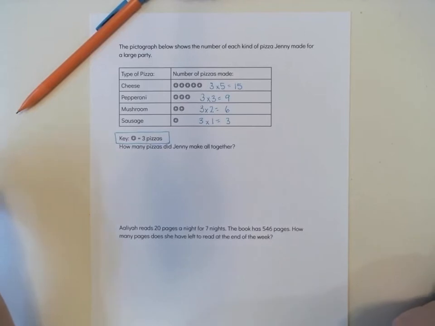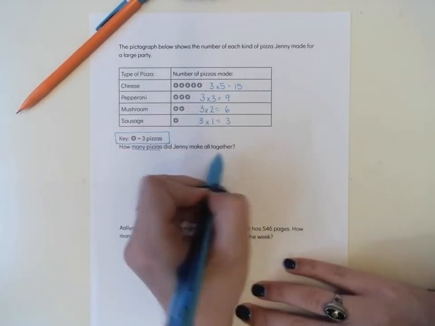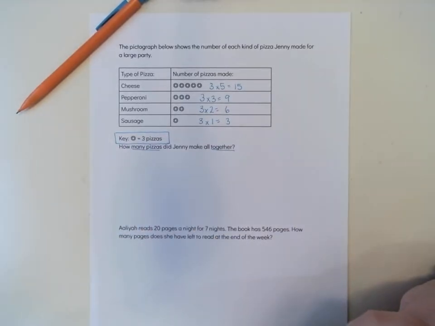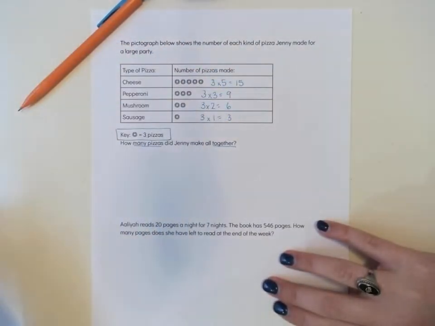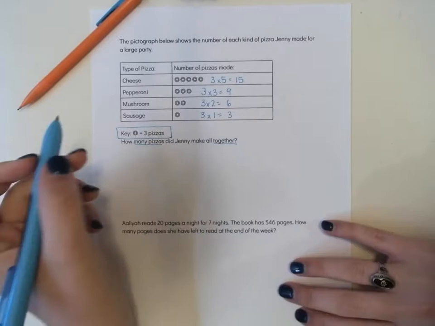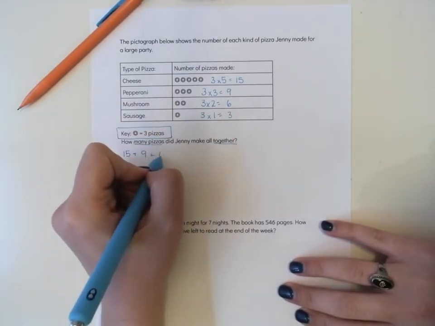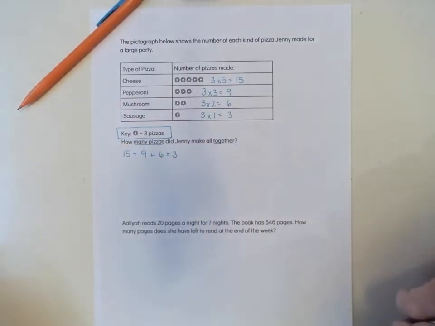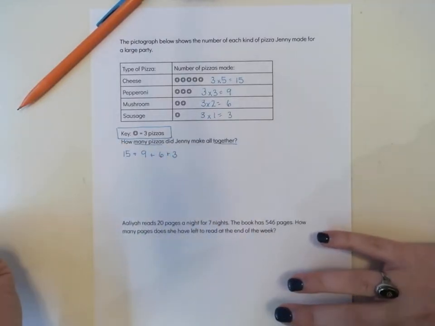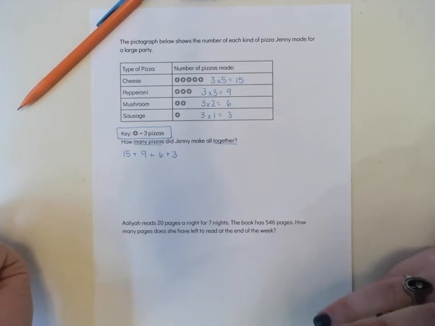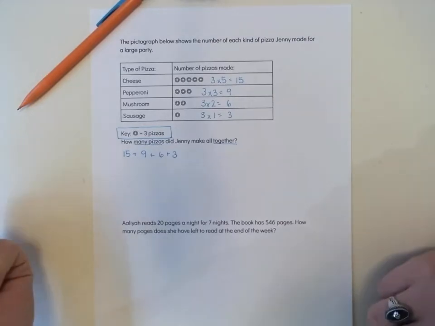Now, the question that we're trying to answer today is how many pizzas did Jenny make all together? So we're trying to figure out the total number of pizzas for this party. So what I'm going to do is I'm going to add up each of my totals and put them all together. So I'm going to add 15 plus 9 plus 6 plus 3. Now, these 4 digits are a lot, okay? In order to make it easier on myself, I'm going to find some numbers that I know I can add easily together. My doubles, my multiples, when I add them up, they equal 10, things like that.